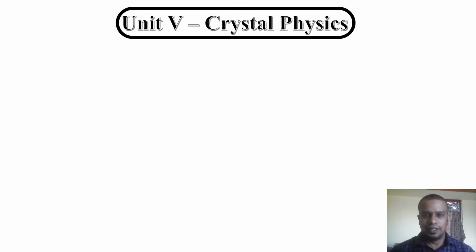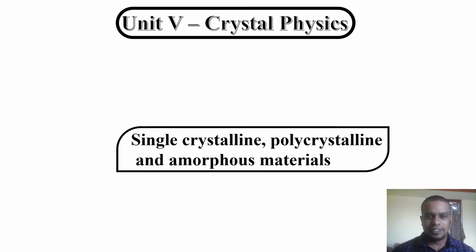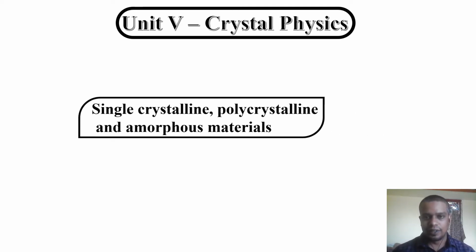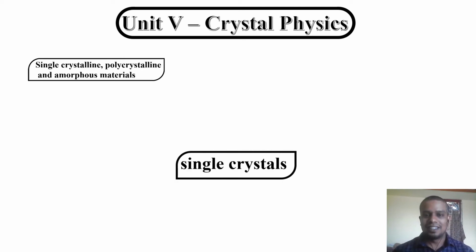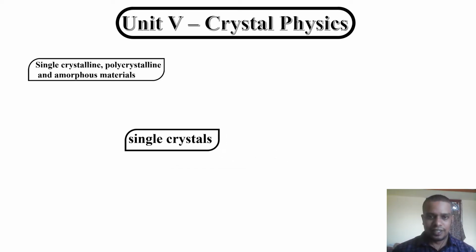In this Unit 5, the topics we are going to cover: first, we are going to discuss single crystalline solids, polycrystalline solids and amorphous materials. What are the differences between these three kinds of materials? That is what we are going to discuss. The next one, single crystals. How can you define a single crystal? Here we are going to see that.